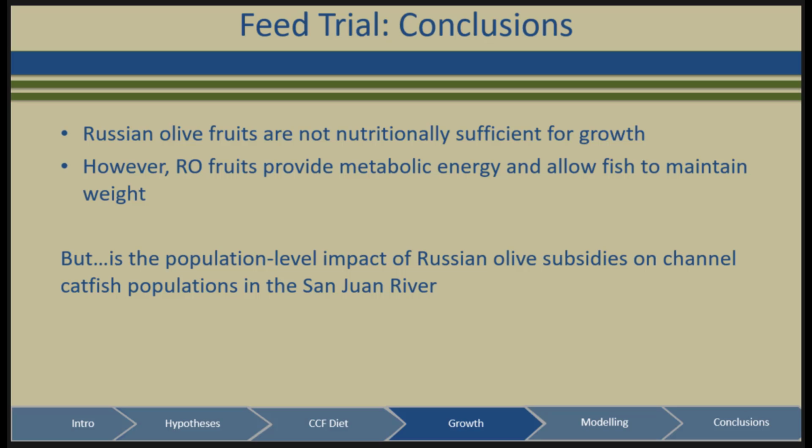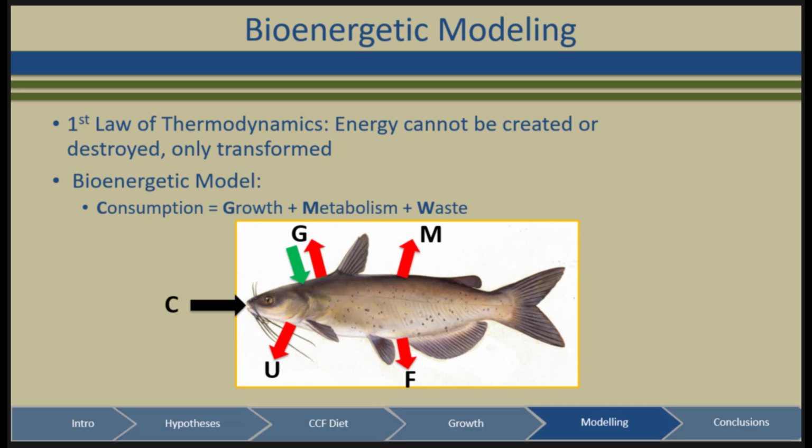So there is some advantage. They're getting something out of it, and they're able to utilize it at least for metabolic energy. Obviously, we're not getting good growth out of those 100% Russian olive, so we think they're able to get energy. Makes sense. It's a high carbohydrate diet.